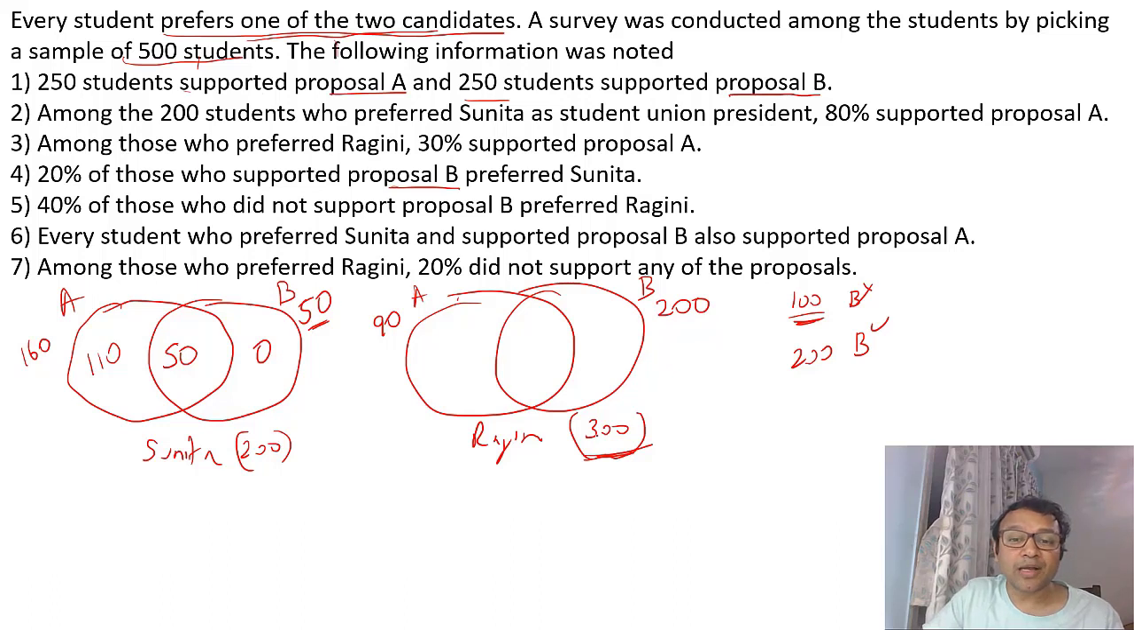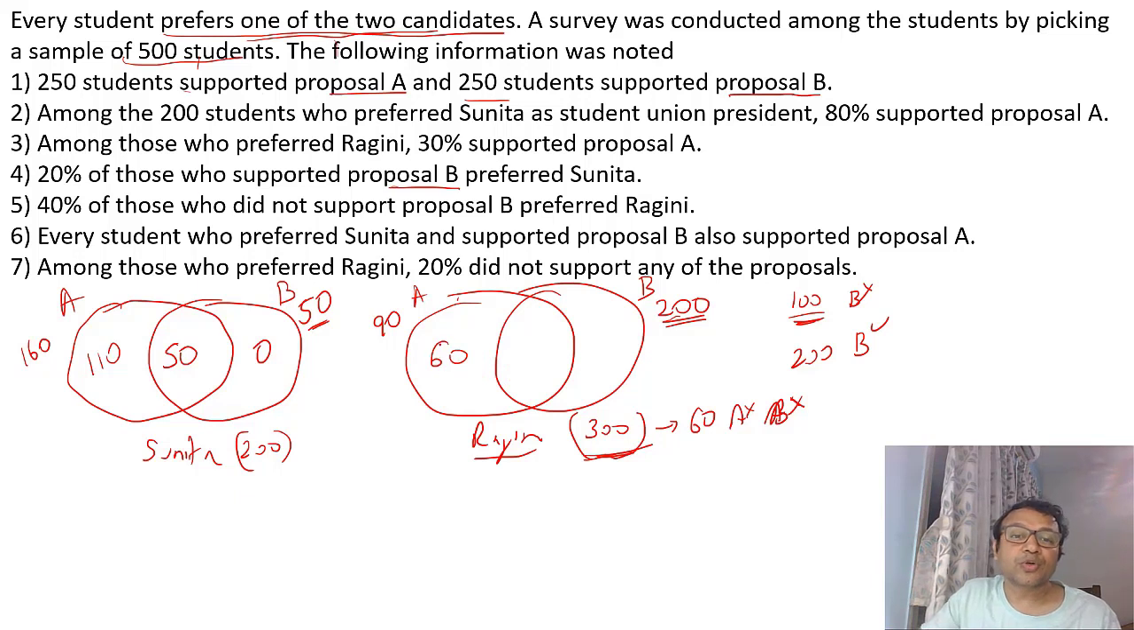Among those who preferred Ragini, 20% did not support any proposals. That means 60 is outside. 20% did not support, so 60 did not support proposal A or proposal B. Which basically means there are 240 people here inside this Venn diagram. From that, 200 is B. So what is left? 40 will be only A.